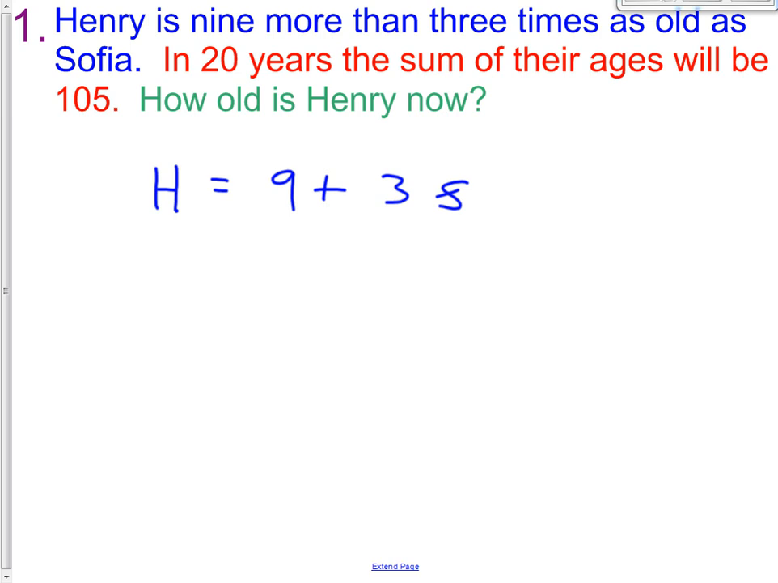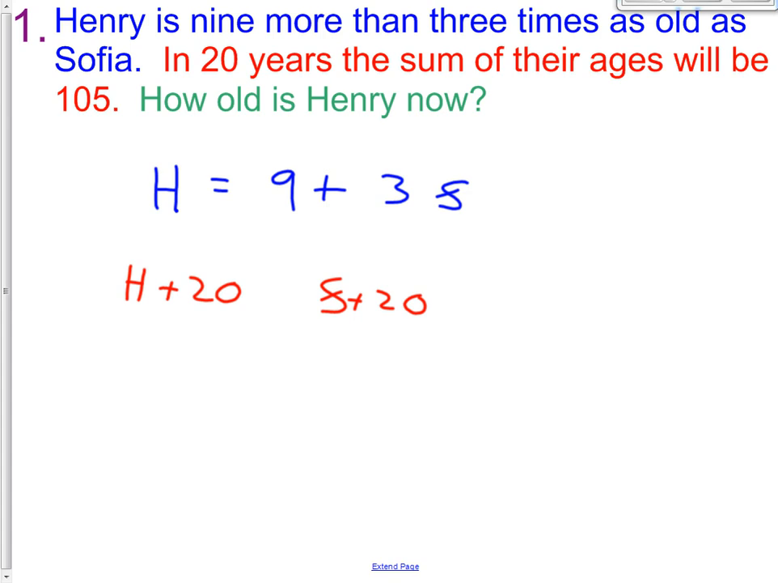Our red sentence now, in 20 years the sum of their ages will be 105. So in 20 years, how old is Henry? Well, he's H plus 20. Whatever Henry was in the blue sentence, he's now 20 years older. Same thing as Sophia. How old is she now? She is S plus 20.